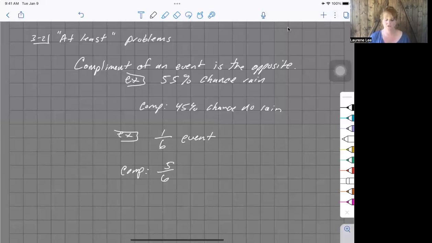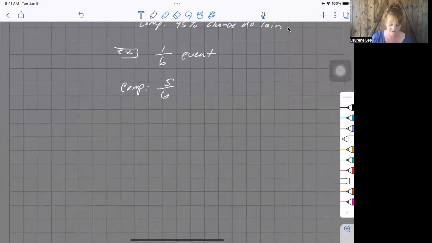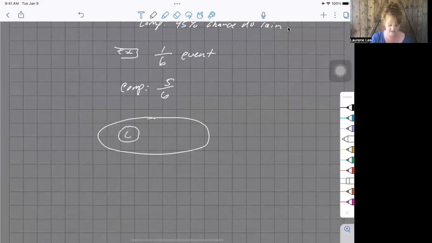Okay, if we want to look at a picture of it, if this is our entire sample space, and this is the event right in here, then the complement of the event is everything else. This is the complement. So the event and the complement always add up to 1, or 100%, or the total.